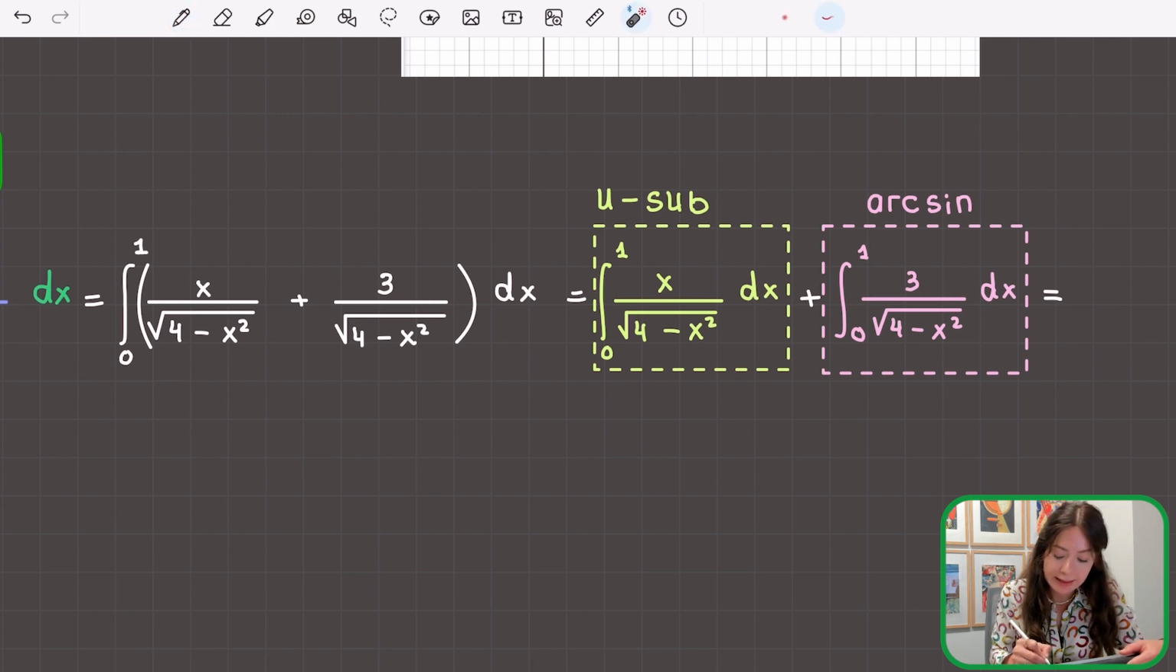I recognize that this is arcsine. If you look at your formula sheet of your basic integration rules, you will see that arcsine is the integral of du over the square root of a squared minus u squared. Your a squared is just a number. Here it is 2 squared, right? So I recognize that's arcsine.